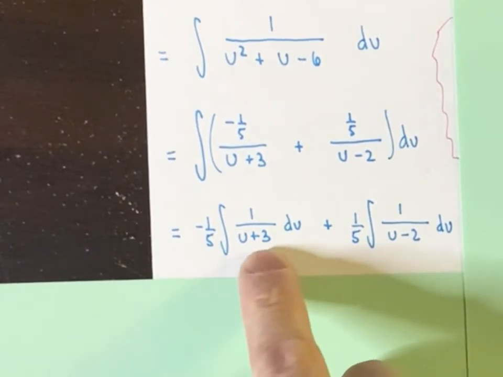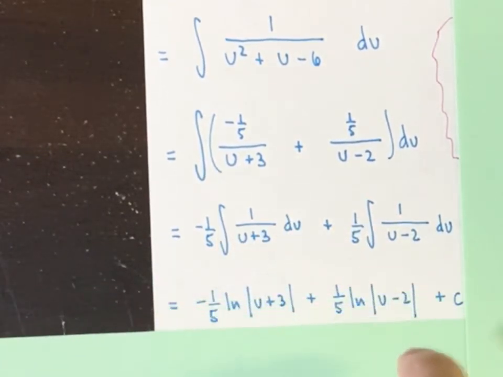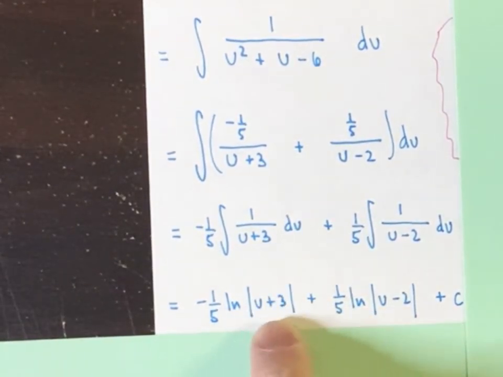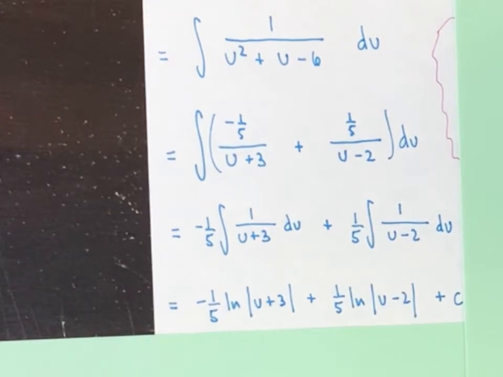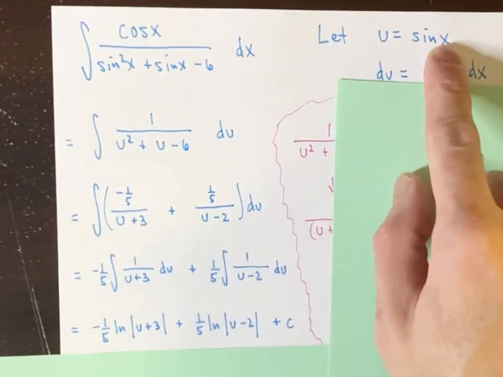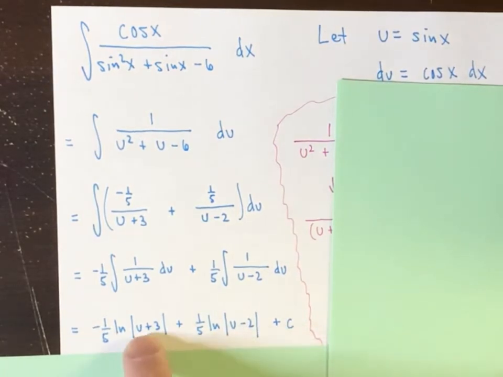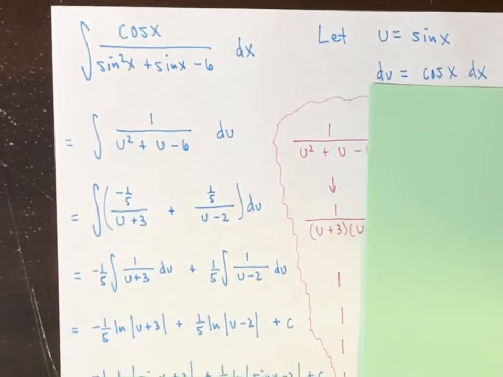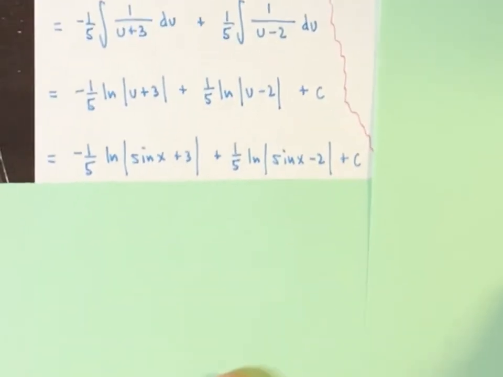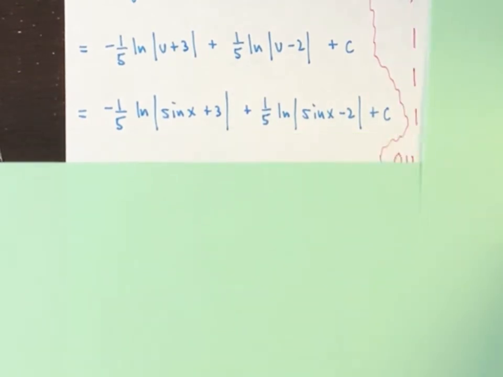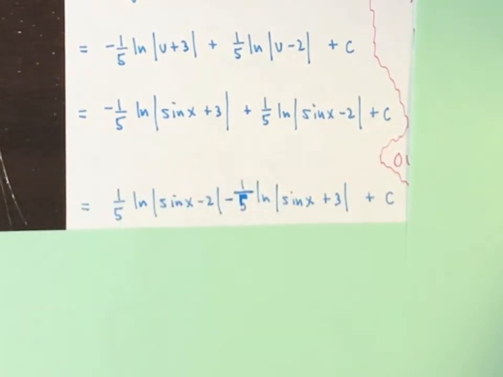And now notice that the integral here is just natural log. So that'd be negative 1/5 natural log of u plus 3. Because if you take that derivative, that's exactly what you get. We began with x's. We have to finish with x's. u equals sine of x. And so let's write this again, but instead of u's, we can fill in the sine of x. And that's how we get this there. And look, why don't we write the positive piece in the front and the negative piece in the back? Just switch the order. It's totally fine.